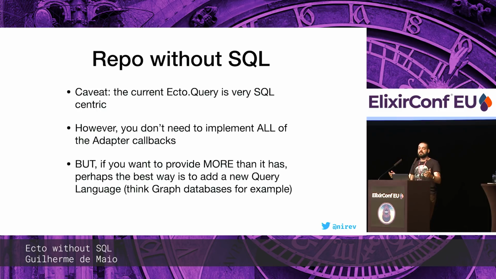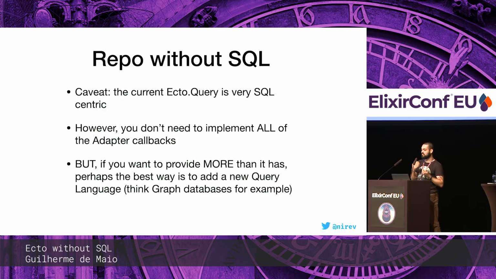But you don't need to implement all of the adapter callbacks. Like if your storage doesn't support transactions, you don't need to implement that. And not even that. If the query has an operation that you don't support, you can raise. That way, when someone is working with your adapter and they're doing development, if they use that operation, they'll see the raise, and with a nice error message, they'll know that it's not supported. But, well, it feels a bit strange.